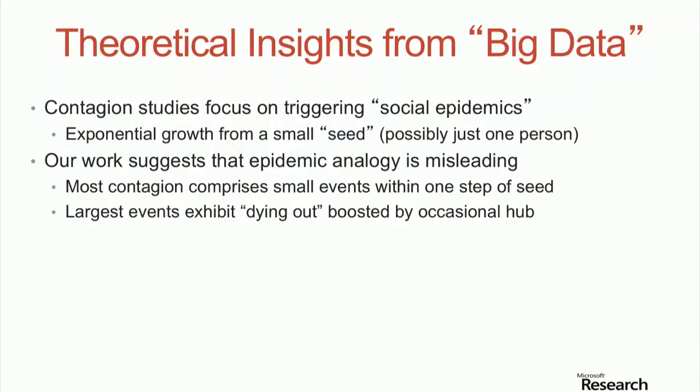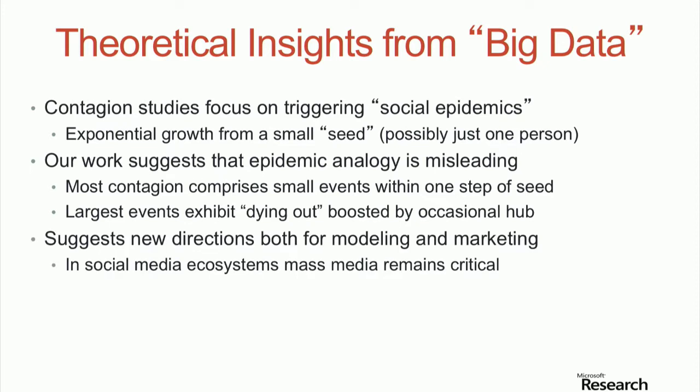But there's been a lot of focus in this theoretical literature on this transition and the parameters that determine it. And what we find in all of this empirical data is that that transition is basically irrelevant. Everything that we are seeing is happening well below the phase transition. And so if we want to understand social contagion, we really have to be thinking about this subcritical regime where everything is just dying out all the time. And the only thing that is counteracting the dying out-ness is the occasional hub.